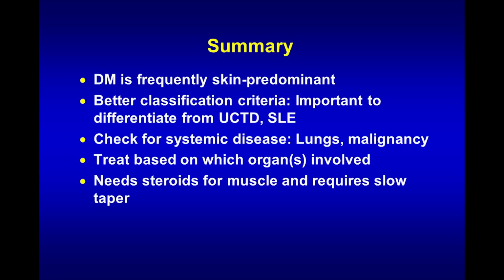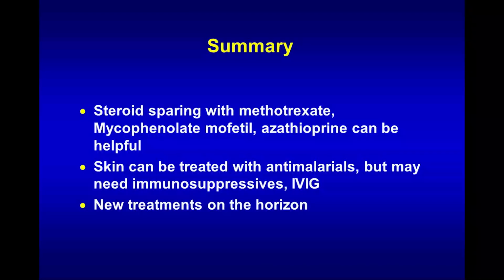And we need steroids for muscle and likely many with lung, and requires a slow taper. Steroid sparing with methotrexate, mycophenolate, azathioprine can be helpful. And skin can be treated with antimalarials, but may need immunosuppressants and IVIG. And we've reviewed a number of new treatments on the horizon, which I think is very exciting.